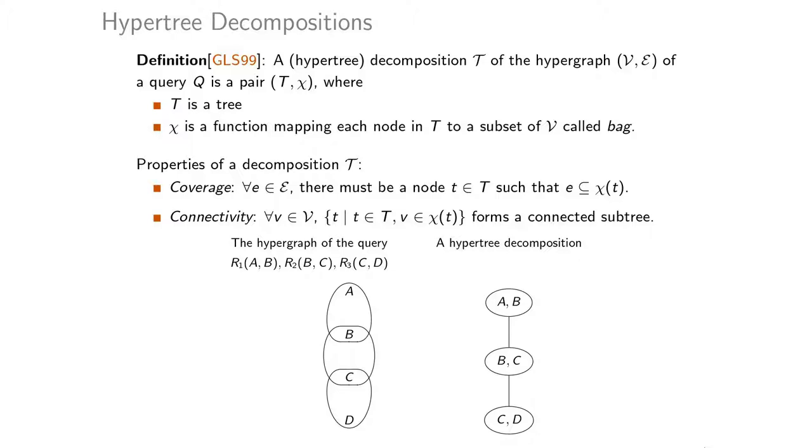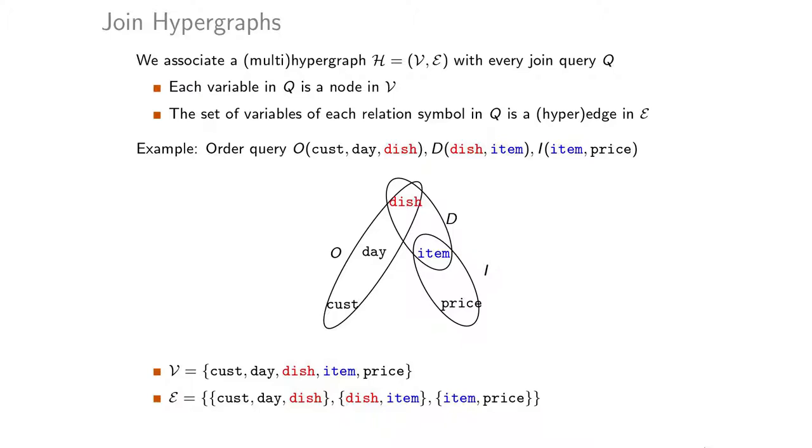Imagine a tree such as, if I go back, this particular tree here. You can easily solve this query. You can go bottom up on it. And you can do a join between I and D, then a join of O with the result of joining I and D, and then you are done.